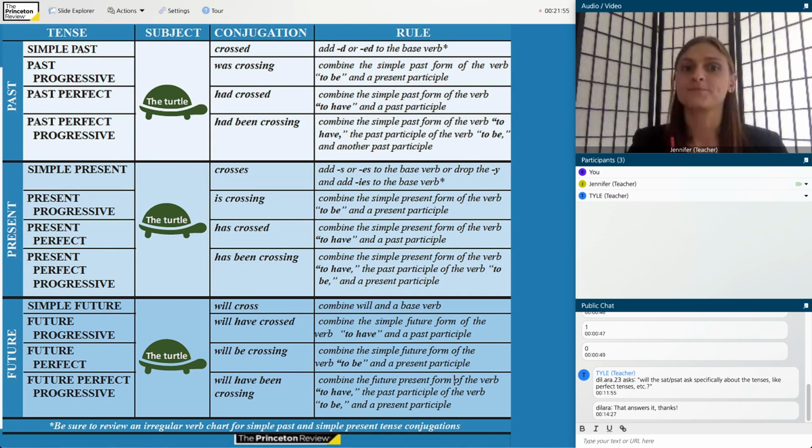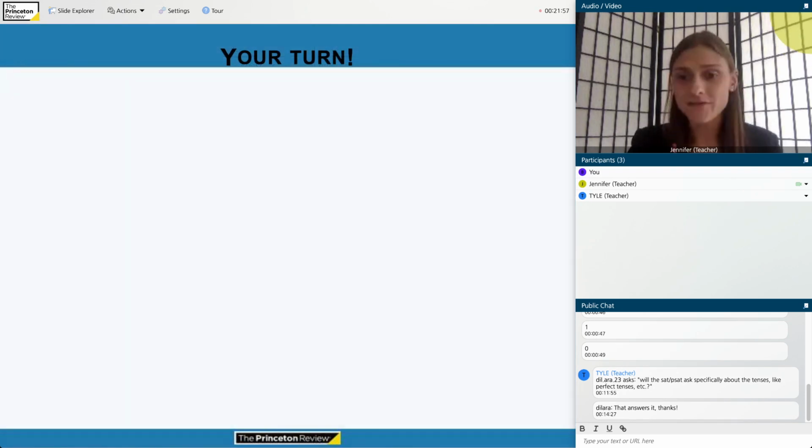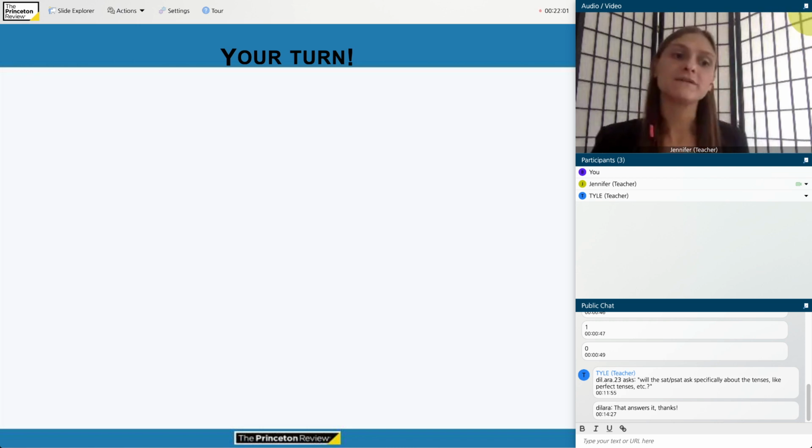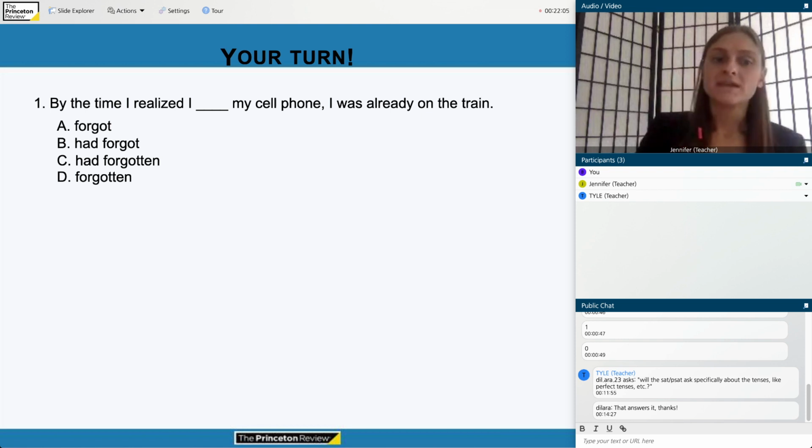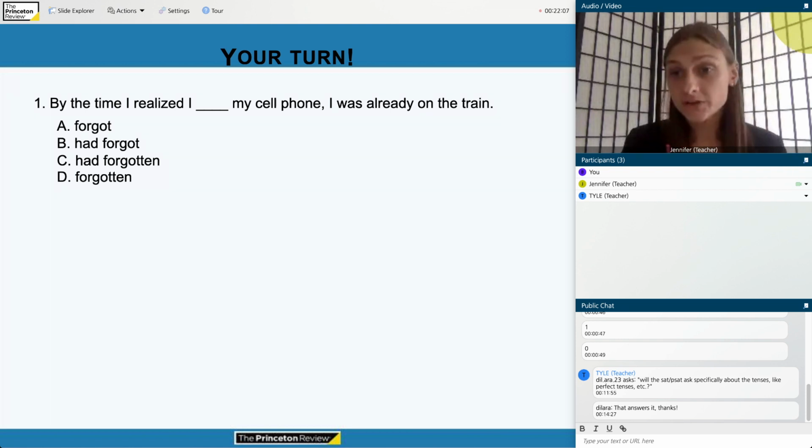All right. Now that we've gone through all of that, we're going to look at 3 new questions before we go back to the cool down. So the first one here, what you're going to do is choose the correct form of the verb and see if you can identify what tense it's in. By the time I realized I blank my cell phone, I was already on the train.